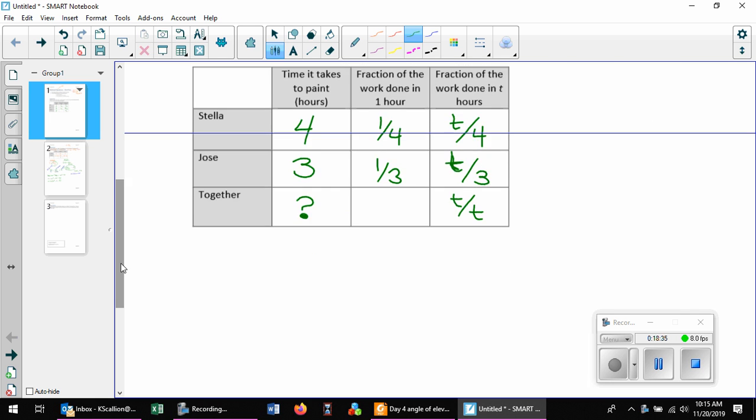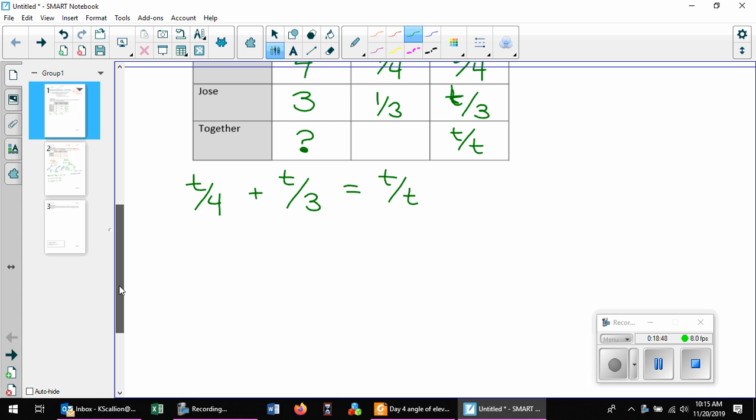So we know that Stella can do it in some time, plus Jose's time is going to equal T over T. Now what's T over T? 1, right? T divided by T is 1. It's the one job. You need to complete that one job. Non-permissible values?